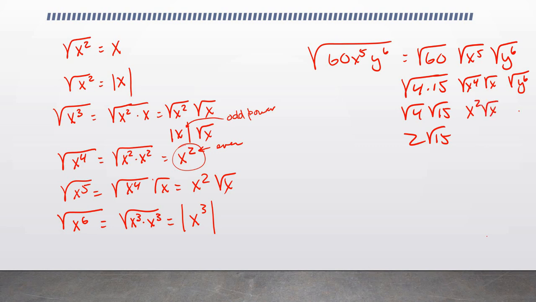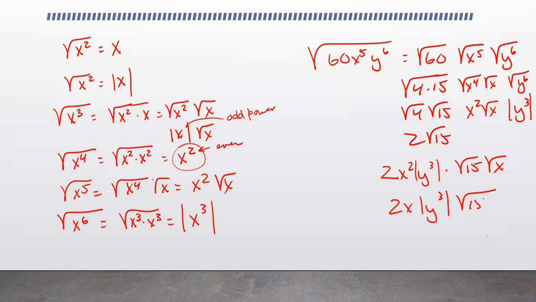So that's x squared root x, even power, we're fine. Y cubed needs absolute value. The last thing I'm going to do is put all my radicals to the end. So I've got a 2 and an x squared and an absolute value of y times the square root of 15 times the square root of x. And using my product rule, I can put that back under one radical.